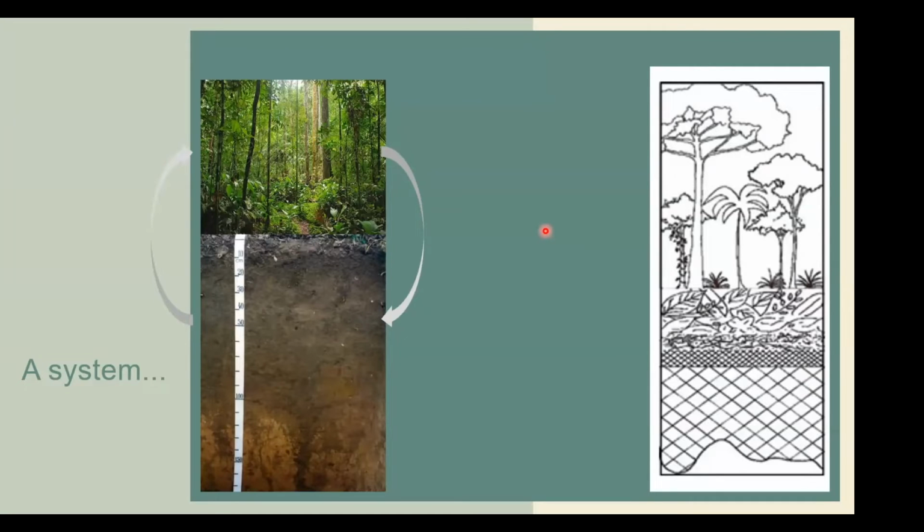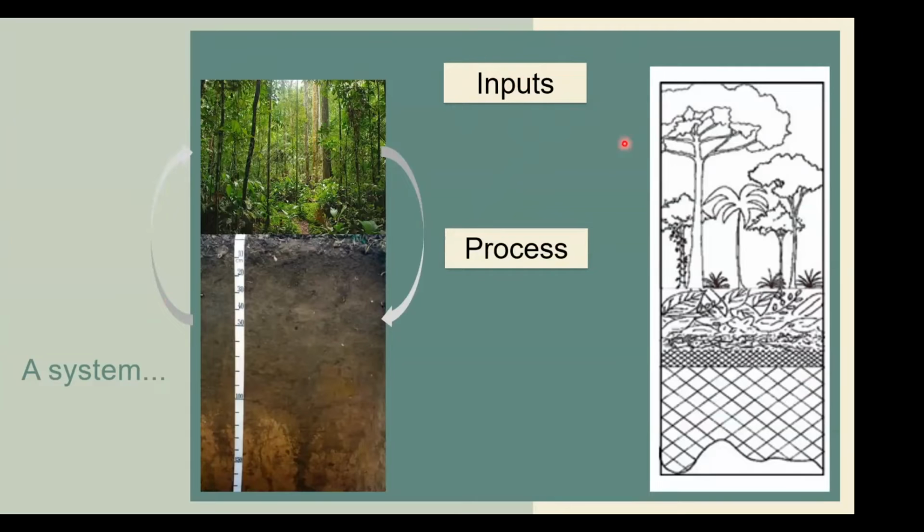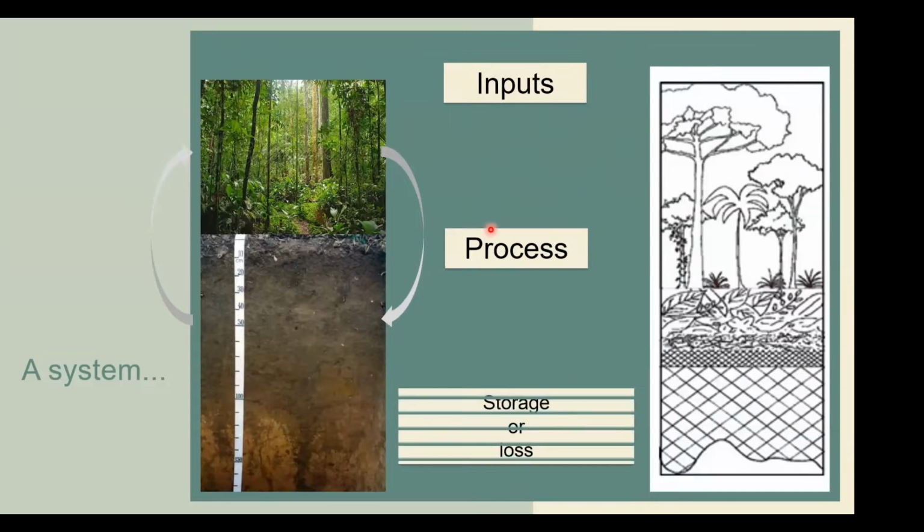Because we understand that a forest could act as a system, right? A system where we have the inputs, mainly from the sun, from the precipitation, but also inputs through the litter fall and through the forest to the soil. And then we have all these inputs going through a process in the forest floor. And then we can, of course, get some storage of carbon and nutrients, or loss of carbon and nutrients.